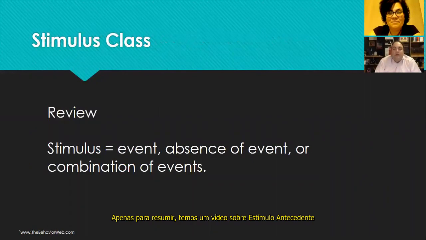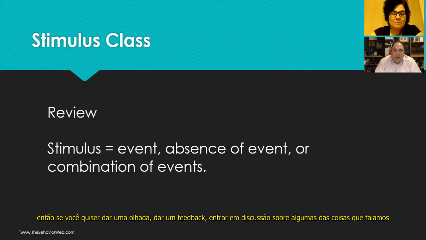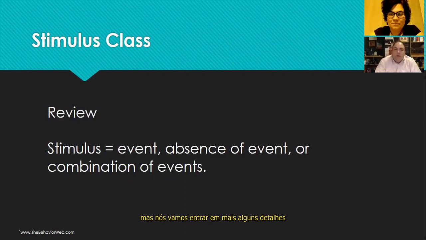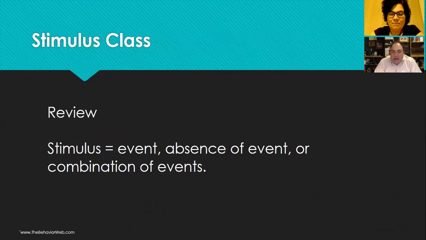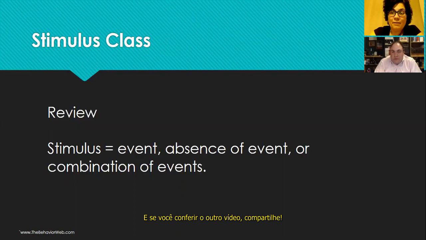Just as a review, we had a video on antecedent stimulus. If you want to take a look at that, it'll give you a little bit of discussion on some of the stuff we're going to cover, but this will get into it in more detail. As a review, a stimulus is an event, an absence of events, or a combination of events. And if you do check out that video, make sure to share.